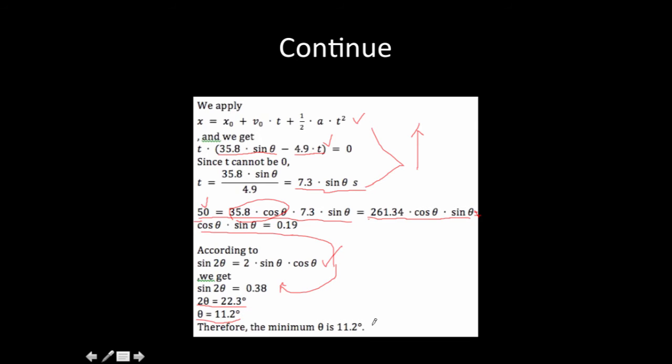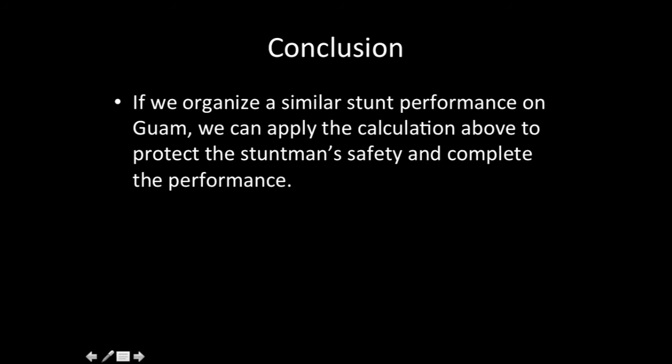This is the angle that can exactly make sure the car stays in the air as short as possible, and also have enough initial speed to fly over 50 meters to the other side. Okay, conclusion. If in the future, on Guam, we can have a stunt performance to drive a car and fly the car a certain distance, we can use the calculation above to help us achieve our target.